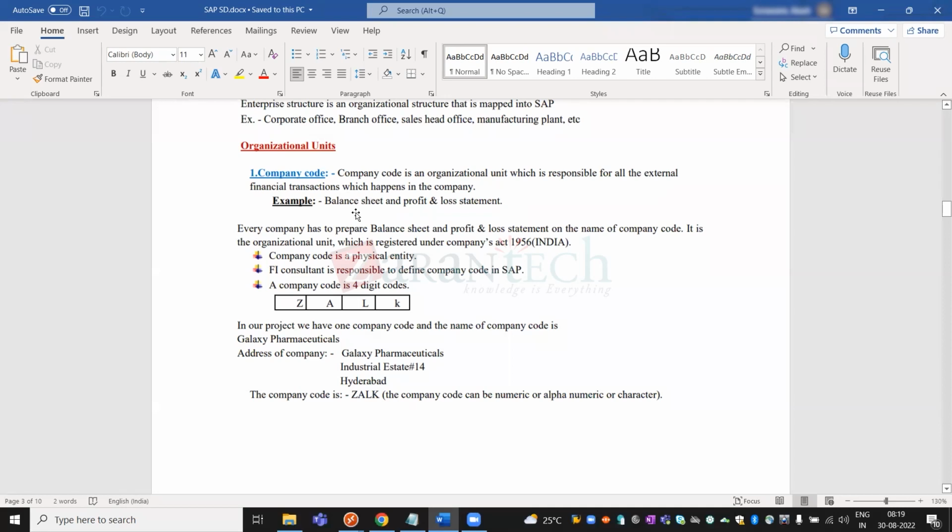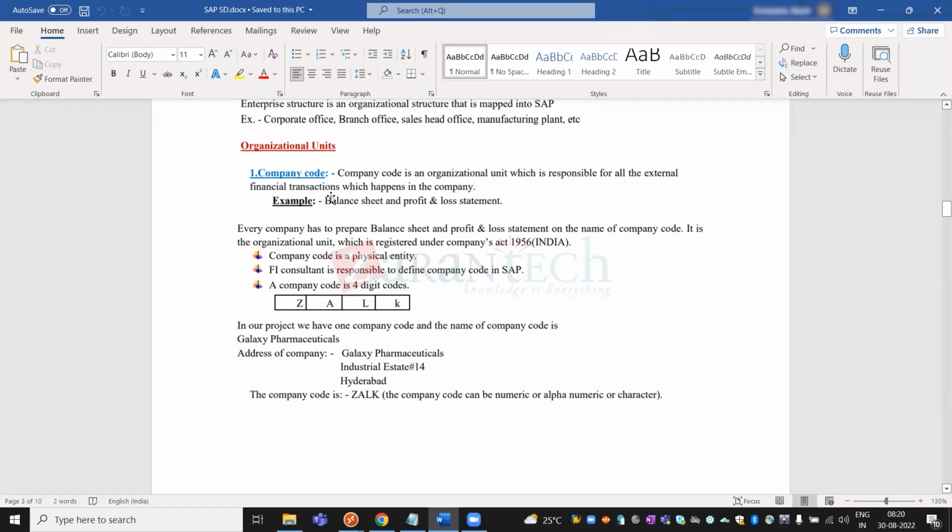Okay, let me read. Company code, organizational unit which is responsible for the external financial transactions which happen in the country, and the company balance sheet and profit and loss. Means like accounting. So company code, you need to remember, is basically a head office. But why is the example given as balance sheet and profit and loss statement?